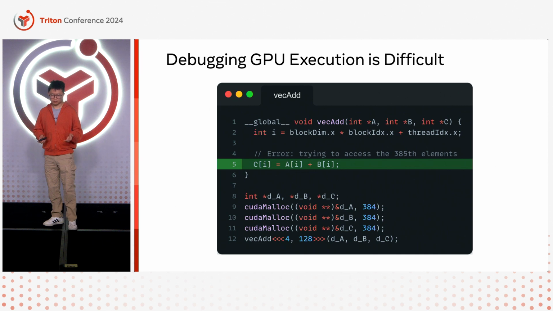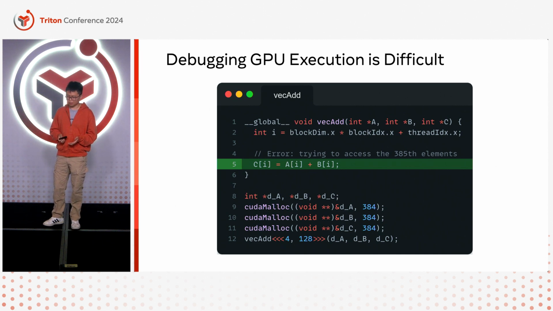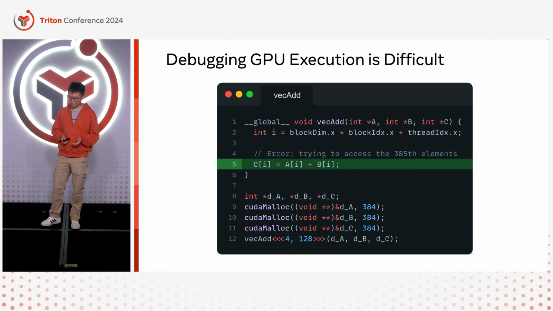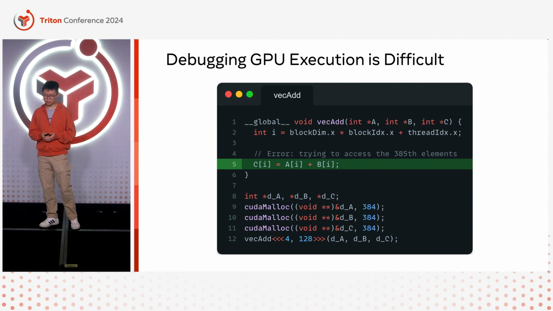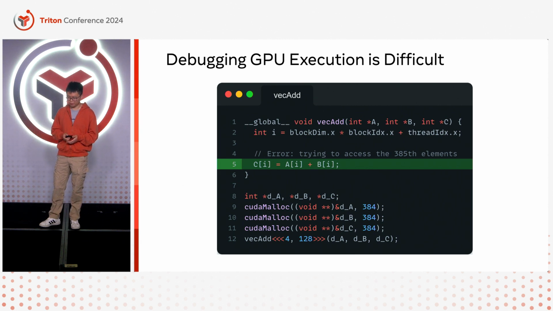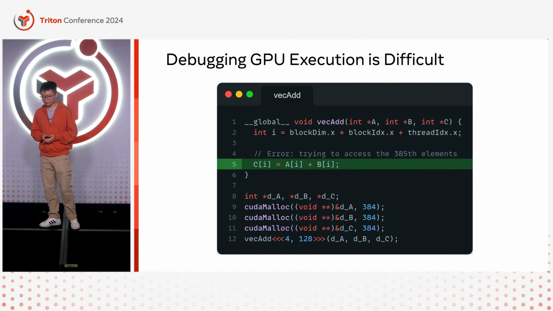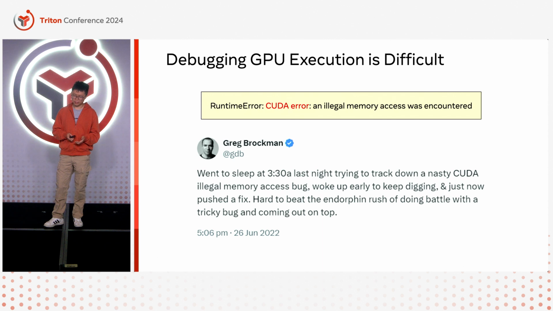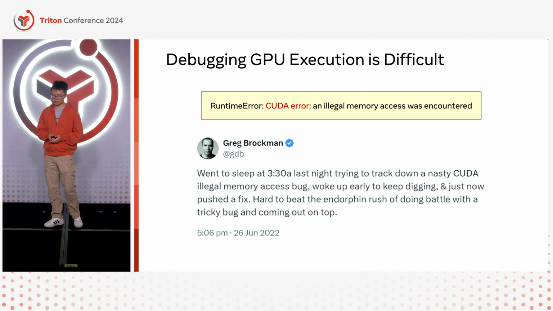However, it's possible that some beginners of CUDA or GPU programming, like new beginners in my class, may make some silly mistakes. They could invoke a GPU kernel with 4 blocks, where each block has 128 threads, then obviously when the last block is going to access the 385th element on the GPU global memory, it's going to throw an error. The error would be something like runtime error, CUDA error, an illegal memory access was encountered.